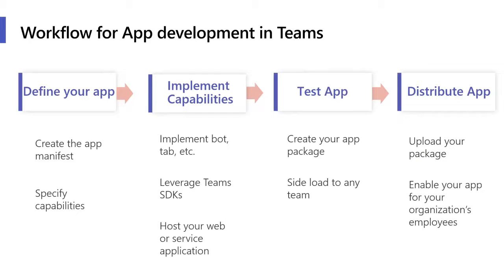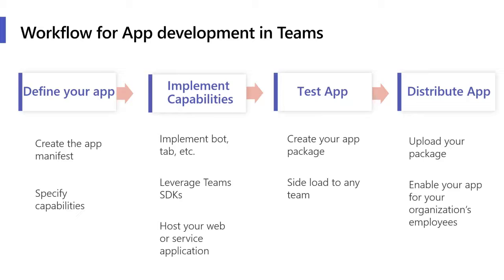Let me quickly give you an overview of what we did today. The typical app development process in Teams can be categorized into 4 steps. The first one is define your app. This is where we were in the app manifest and we specified the capabilities of our app. Today we built a bot. For you, tomorrow it could be a tab or a messaging extension.